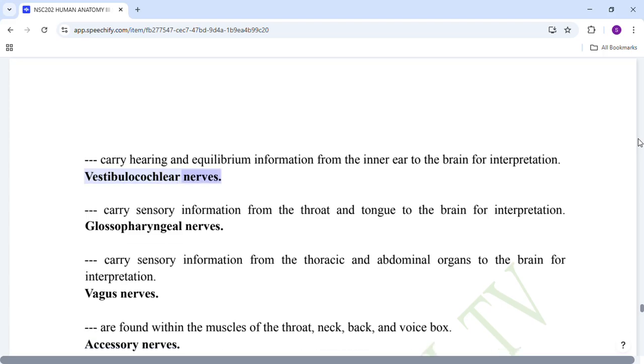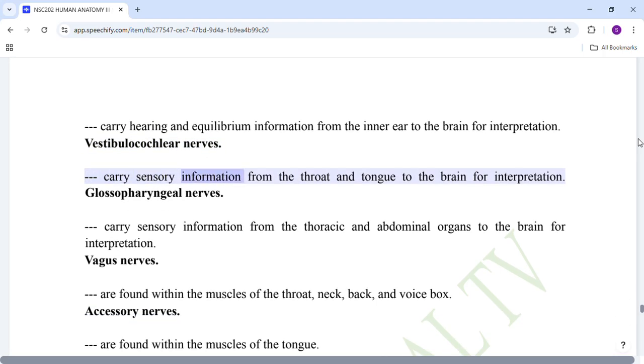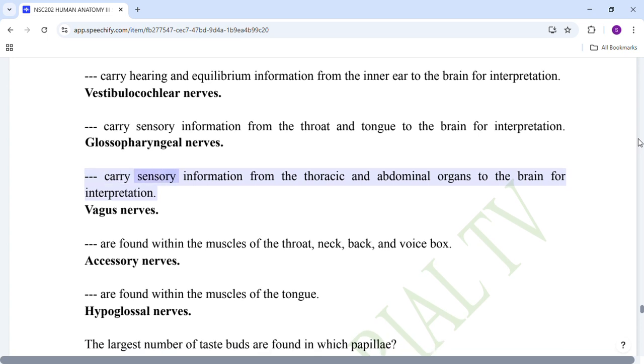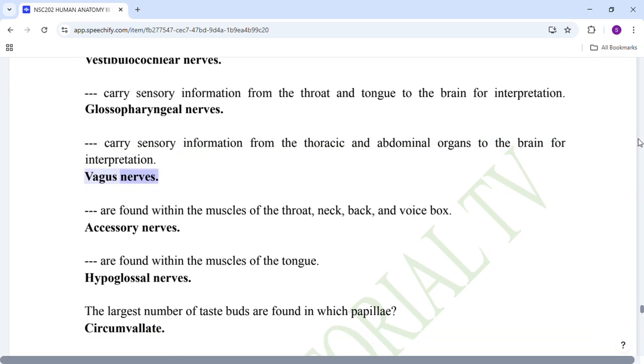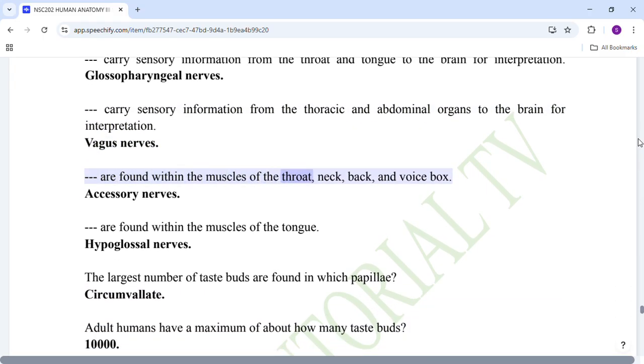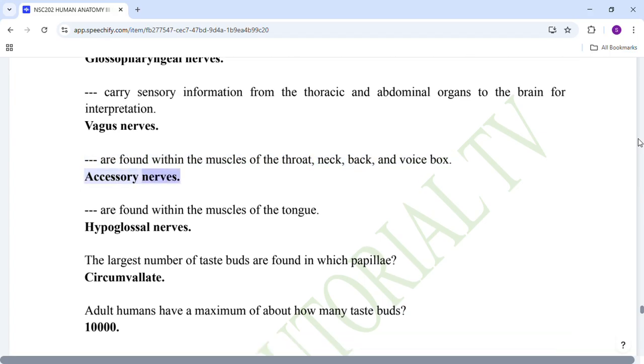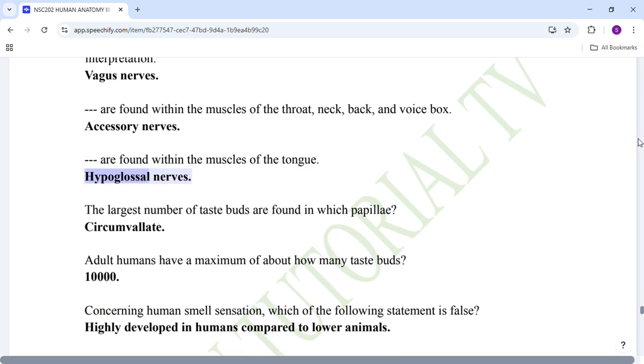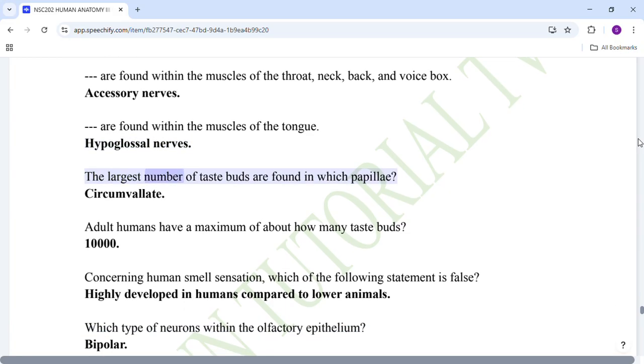Vestibulocochlear nerves. Dash carry sensory information from the throat and tongue to the brain for interpretation. Glossopharyngeal nerves. Dash carry sensory information from the thoracic and abdominal organs to the brain for interpretation. Vagus nerves. Dash are found within the muscles of the throat, neck, back, and voice box. Accessory nerves. Dash are found within the muscles of the tongue. Hypoglossal nerves.